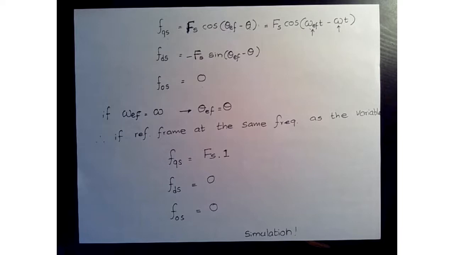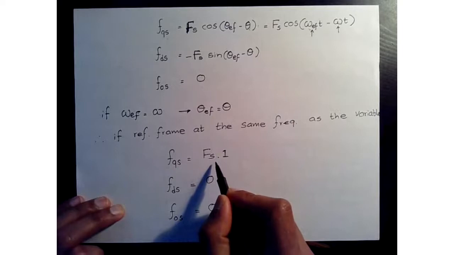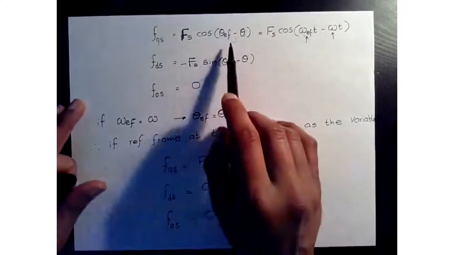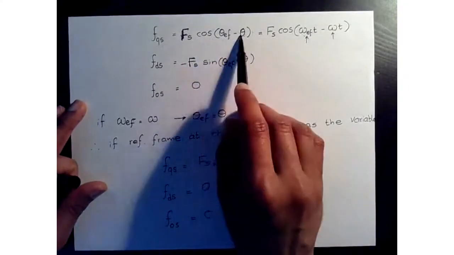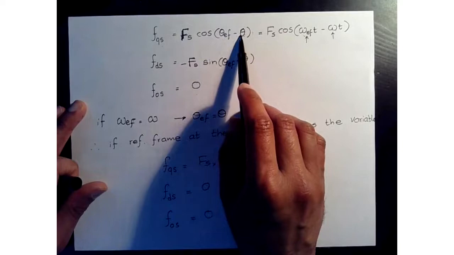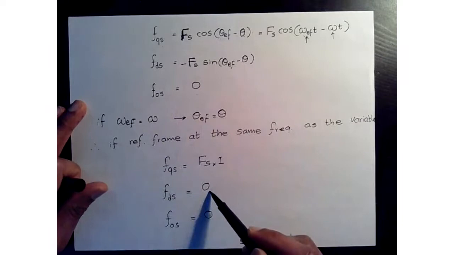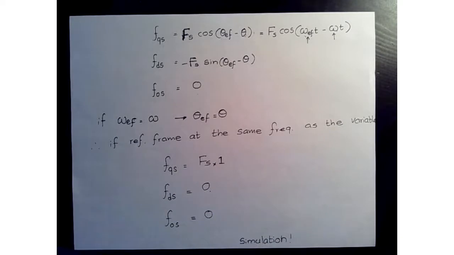I do have a quick question. Yes, Michael, go ahead. So I see FQS equals 0.1, what is that? You mean this one? Yeah. It's 0.1 times 1, because when theta EF equals theta, cosine 0 is 1, right? So this term becomes 1 and this term becomes 0, therefore this term is 0. Okay. All right.